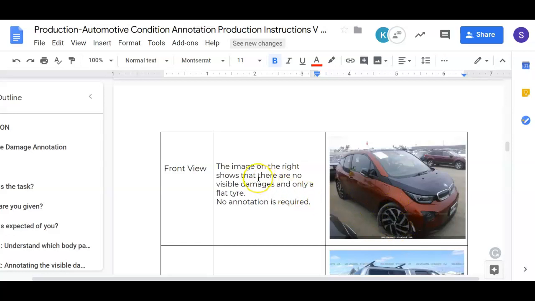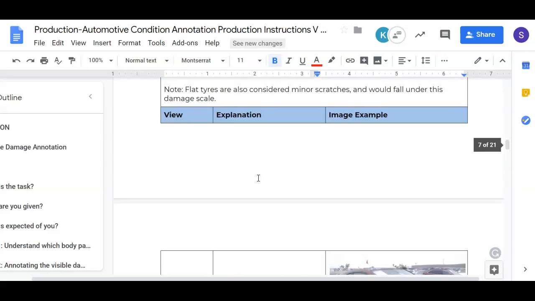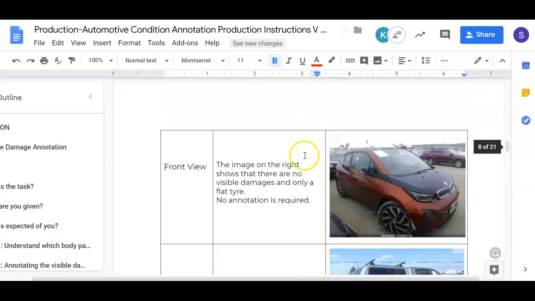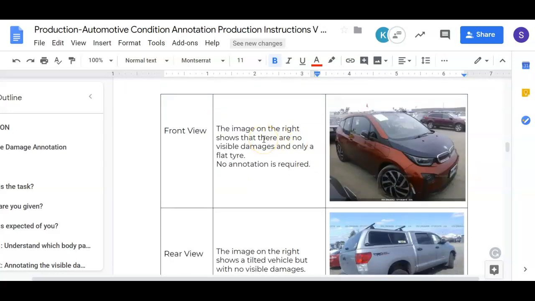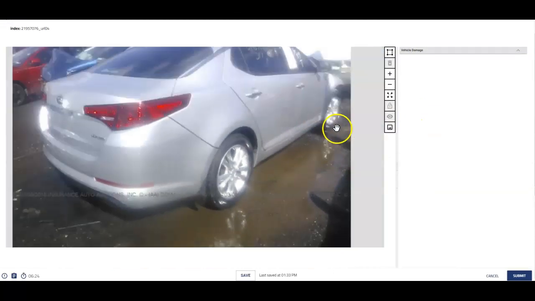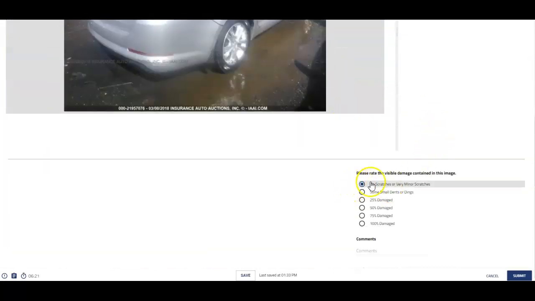Now, according to our classification rule, this will be the no scratches or minor scratches category, which is 0% damage. So you will just mark this as no damage. Again, if there's no damage, or if there are minor scratches, do not draw a box. There are no annotations to be done. You will just select this and submit the task. This is how you should submit it if you are selecting this.